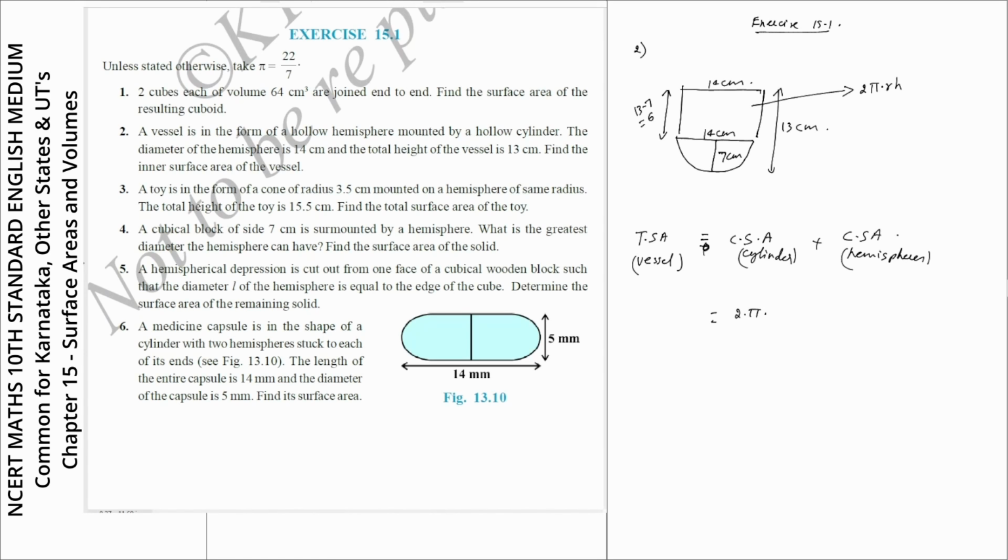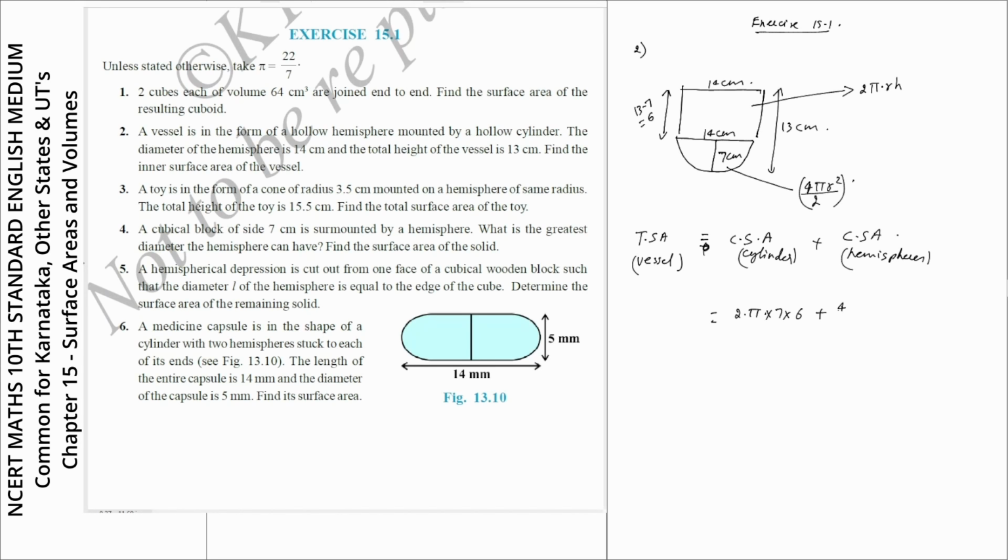So here 2 pi r, since the diameter of the hemisphere is 14, the diameter of the cylinder also is 14, so half of 14 is 7. So 2 into pi into 7 into the height of the cylinder 6, plus the curved surface area of the hemisphere. Curved surface area of a sphere is given by 4 pi r square. Half of that gives the curved surface area of the hemisphere.